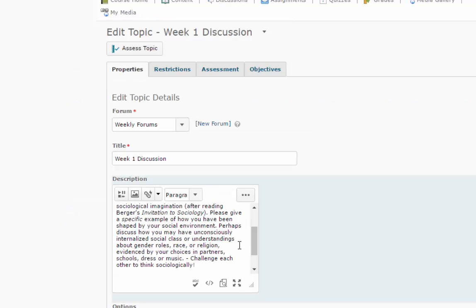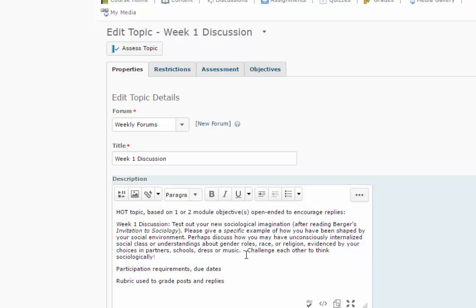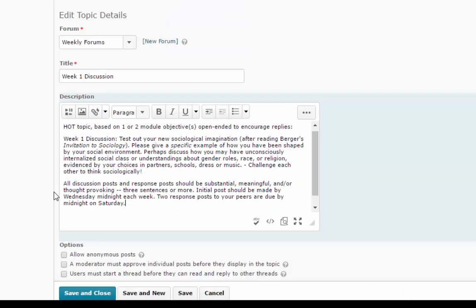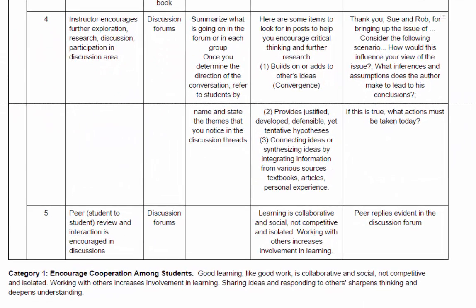That was the example in the workbook, the week 1 discussion topic. Of course, your expectations will vary, but the reason why we have the posts to the peers on separate days is to require students to continue the conversation 1 or 2 days later. The other 2 categories are that you encourage further discussion and participation, and that you build on their ideas.